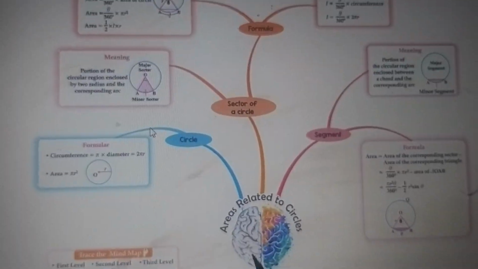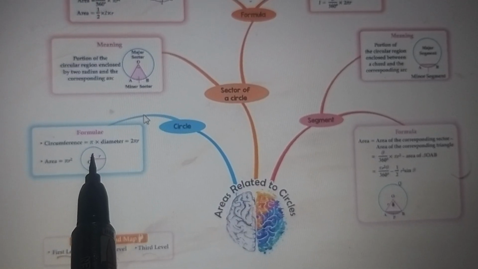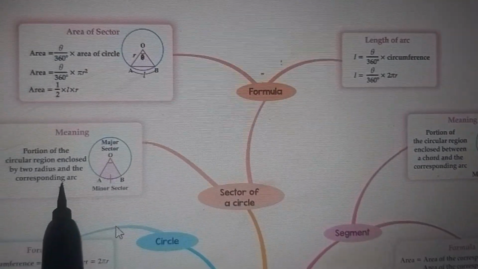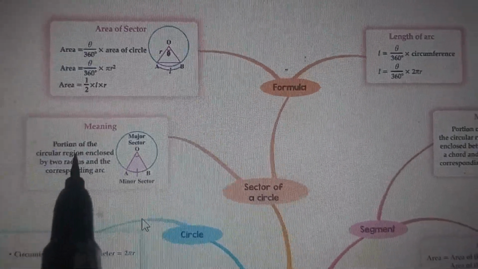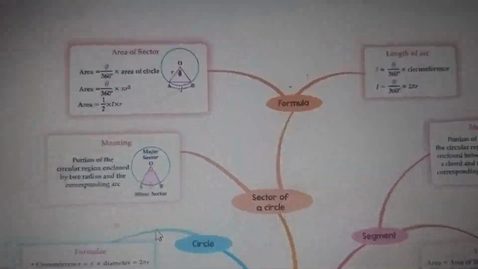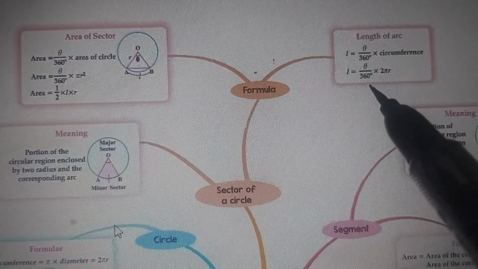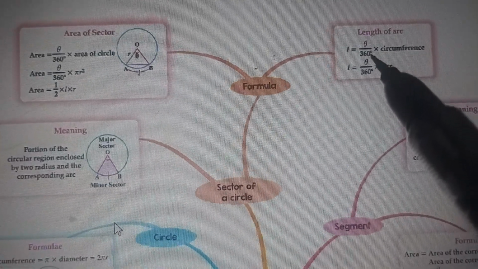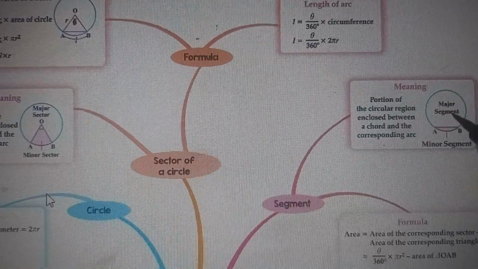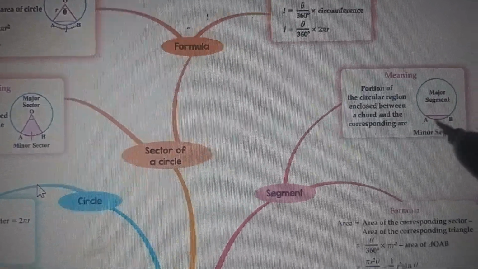Okay, now areas related to circles. Circumference of a circle means 2 pi r. Area is pi r square. Okay, a sector means the portion of the circular region enclosed by 2 radii and the corresponding arc. Length of an arc is theta by 360 into 2 pi r, that is theta by 360 into the circumference, 2 pi r. Okay, this is the major segment, this is the minor segment. Okay, chord and the corresponding arc.